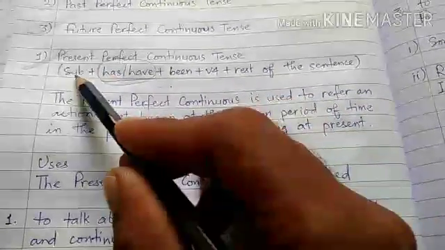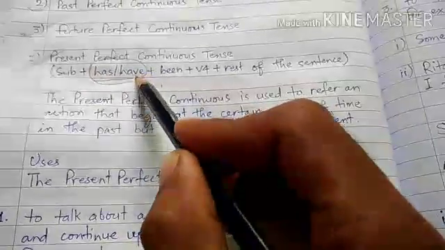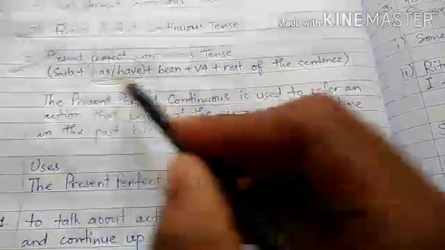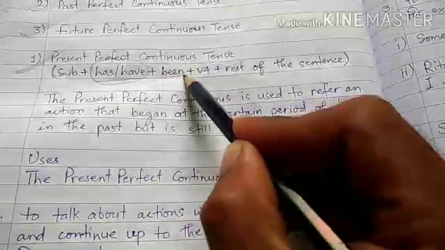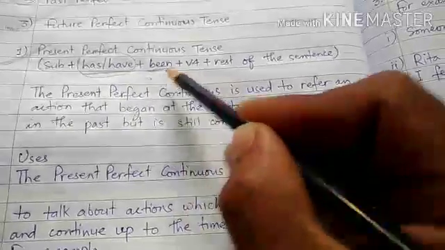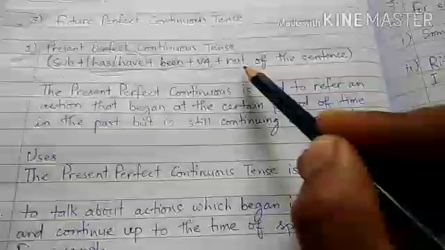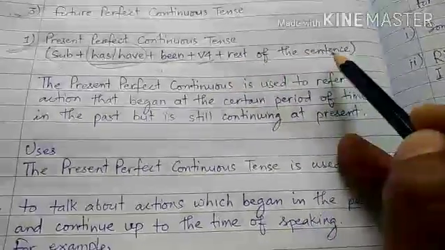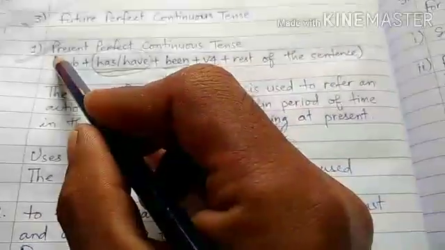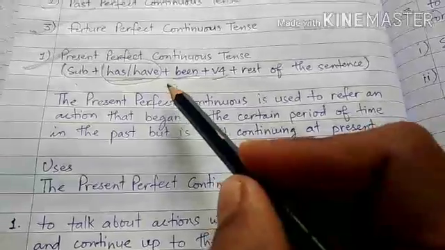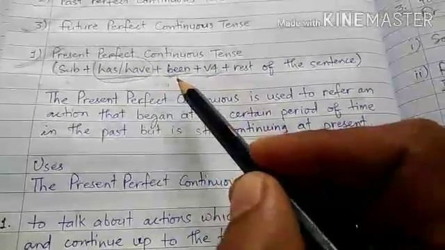Has is used if the subject is singular and have is used if the subject is plural. After that we take the V3 form of the to be verb, been, after that the present participle form of the verb, and then the rest of the sentence. So this is the complete sentence structure in affirmative form in the present perfect continuous tense.